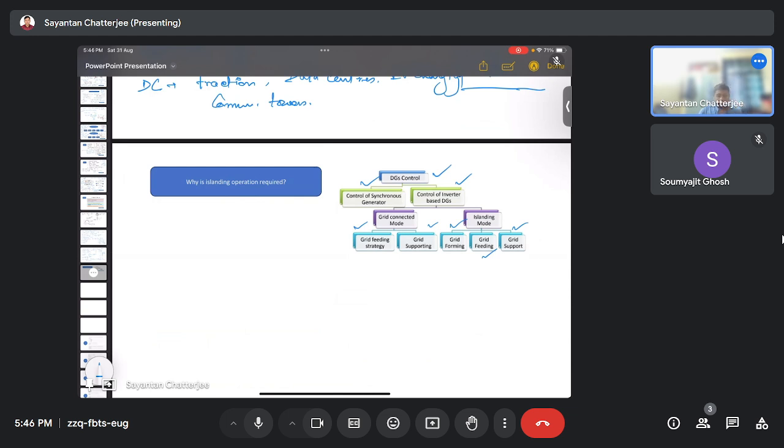So the normal mode of operation is the grid connected mode of operation. Also we have the isolated mode of operation or islanding mode of operation. It is more critical because the standards are not well developed.